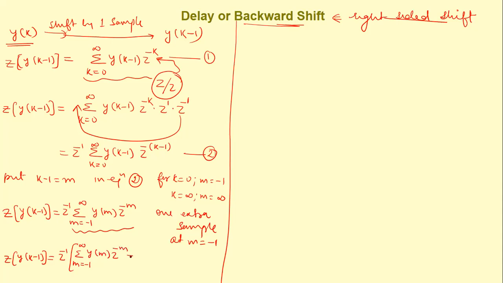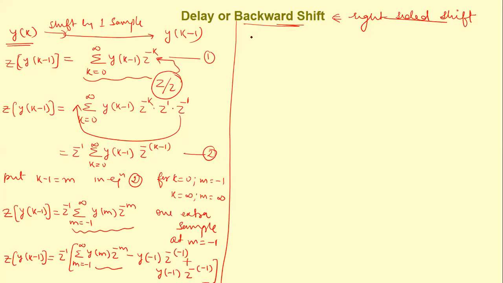Now we subtract the sample at m is equal to minus 1, so it is y(minus 1) z raised to the power minus into minus 1, because we have one extra sample, right? So we'll subtract that sample from the given summation. But to neutralize this equation, we will add the same sample here, so plus y(minus 1) z raised to the power minus into minus 1, right? So this is how we will do it.